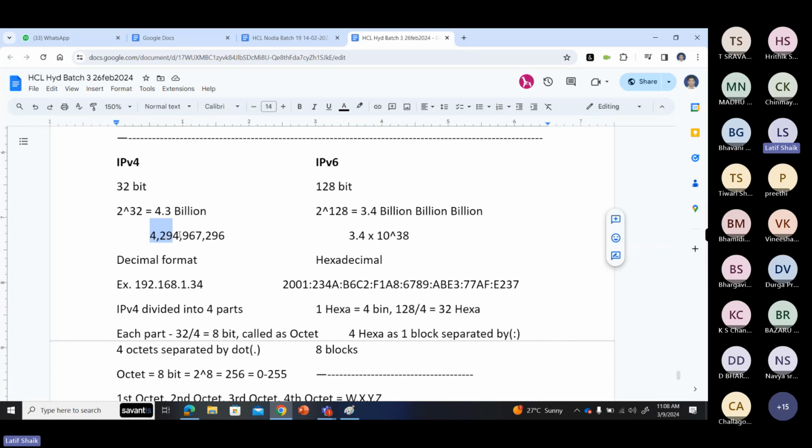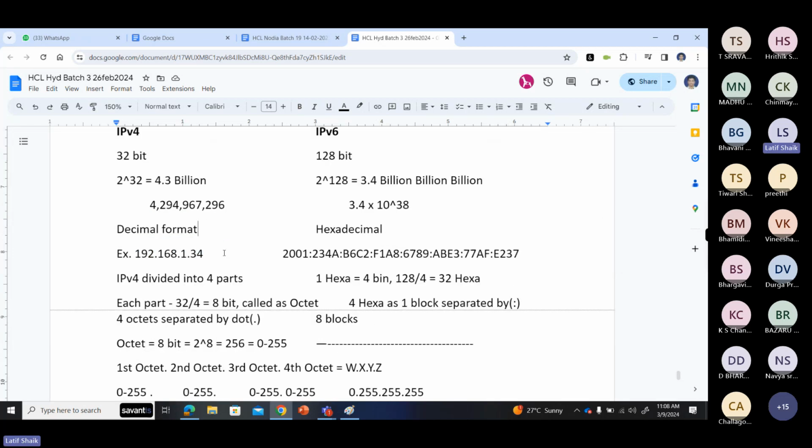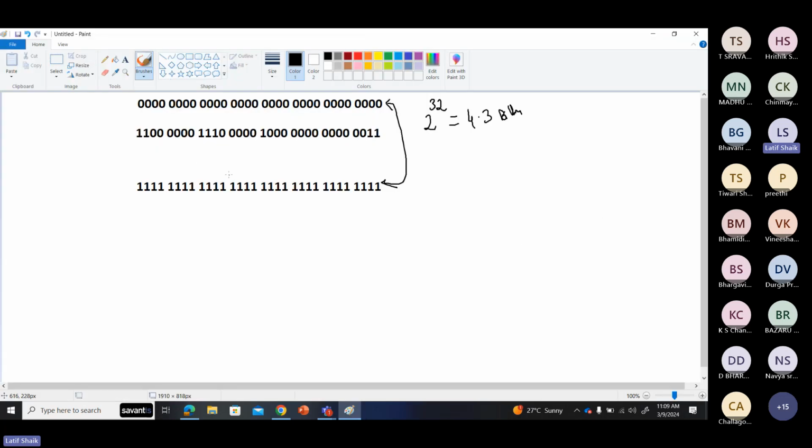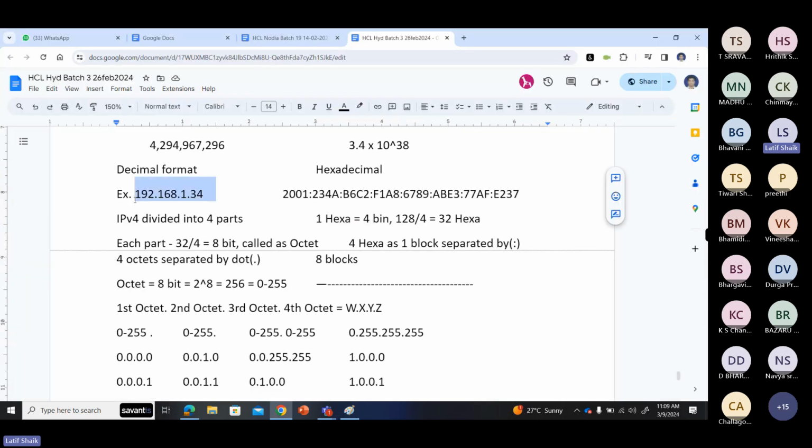429 crores, 49 lakhs, 67,296. This is the actual number of IPv4 IP addresses. So the total number of IP addresses, from start to end, is represented in decimal format. I've written it in binary format, but actually we write it in decimal format. This is an example of an IPv4.